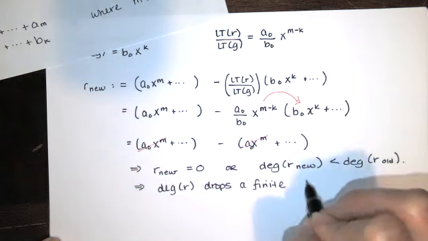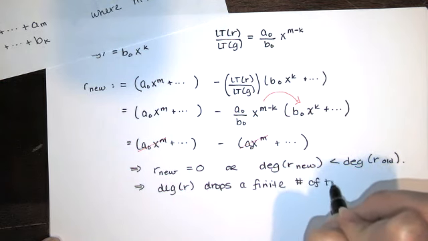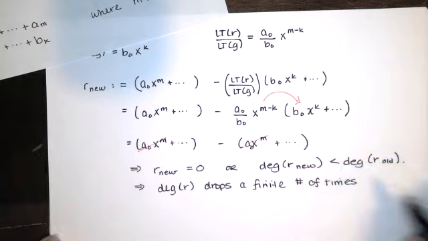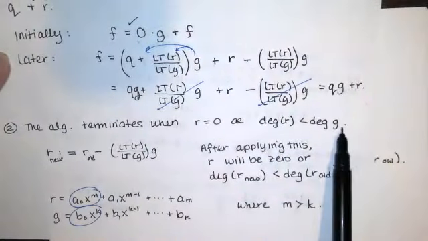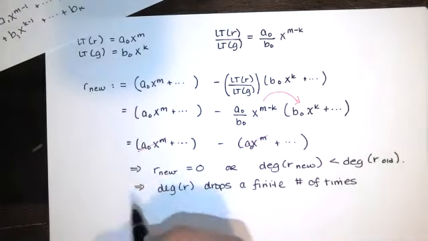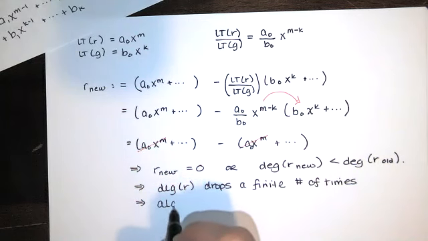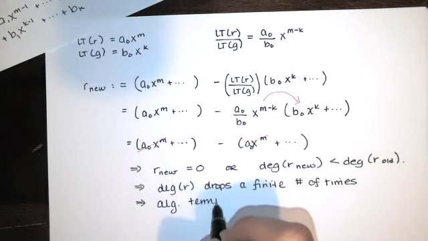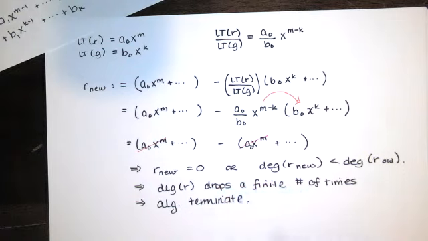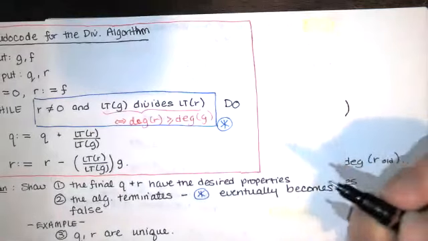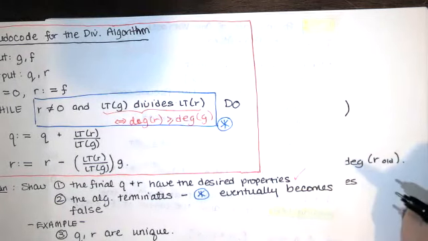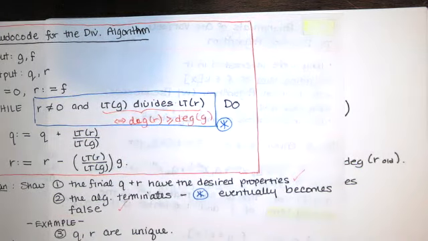So it's going to drop a finite number of times until this is not true, which means that either r is equal to 0, or the degree of r is less than the degree of g, and that means that the algorithm terminates. Okay, terminates. So what do we have? The final q and r have the desired properties, yes. The algorithm terminates. Eventually this becomes false, yes.